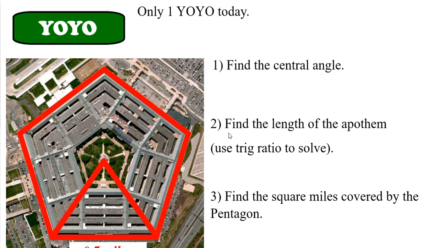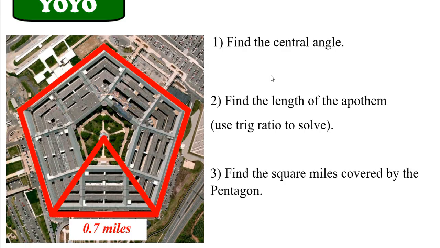There's only one today that I'm asking you to try, and you're going to do it for the pentagon, the literal Pentagon. So first find the central angle, then find the length of the apothem. You're going to have to use some trig in order to get that. Then find how many square miles is covered by the pentagon.